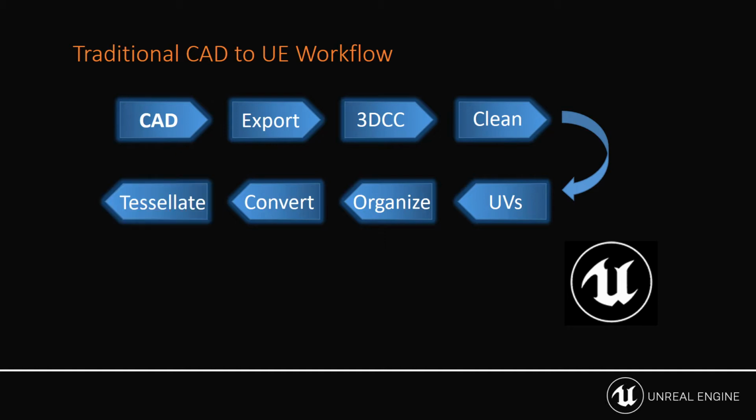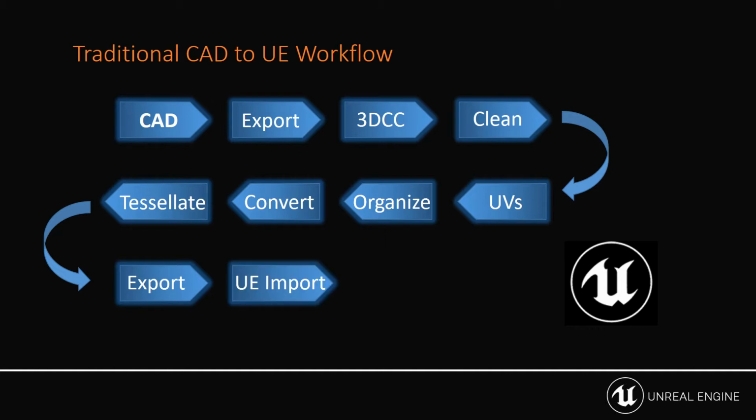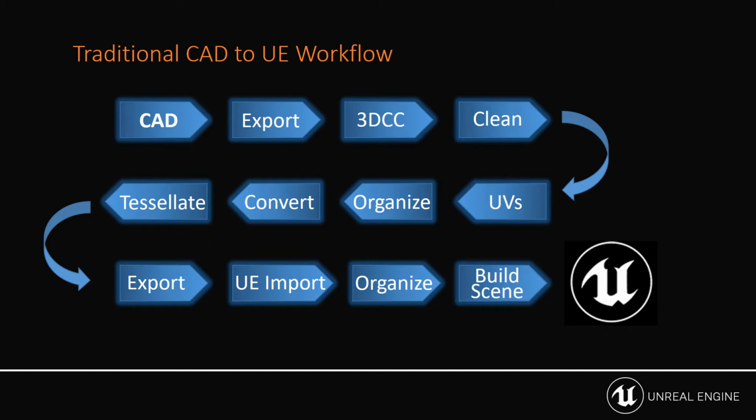This is where we get into this process of tessellating geometry, right? So we want to get this so that it works in a polygonal or a triangulated version for that matter over into Unreal Engine, something that the engine can work with. After we've tessellated it, once again, here we are exporting that data, and then we get into importing the data into the engine where we may have to reorganize this again and rebuild the scene essentially to be able to get this into Unreal Engine. Now that's the traditional CAD to Unreal Engine workflow.